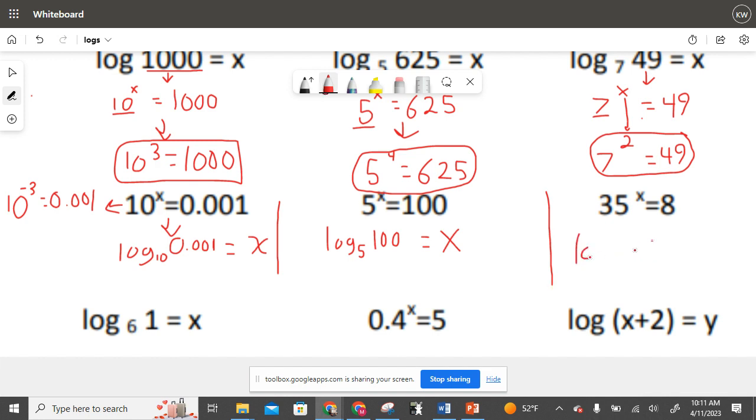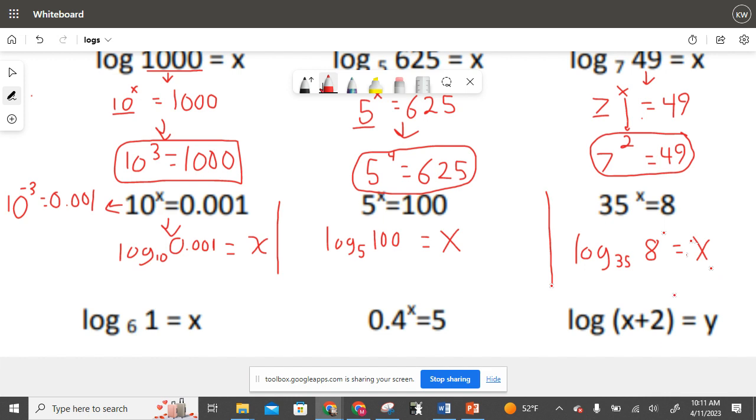So we got log. We put our base as our small number, so our small number is 35. We take the number that it all equaled, 8. That becomes our larger number. And our power is what everything's equal to. So log base 35 of 8 equals x. Quite a bit of stuff.